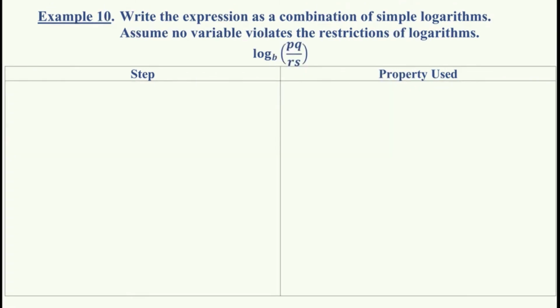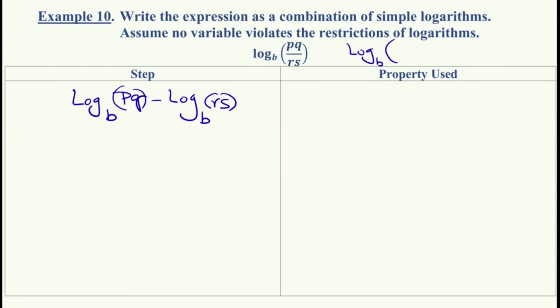All right, so here, obviously, if you look at it, the top level operation we're going to deal with here is a quotient. So we'll go ahead and use the quotient rule to write that as log base b of PQ minus log base b of RS. And of course, we're using the fact that log base b of m over n equals log base b of m minus log base b of n.